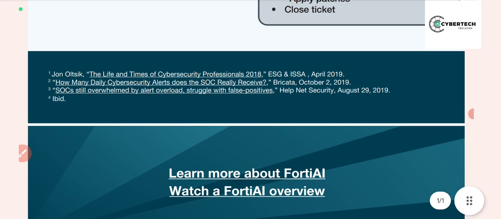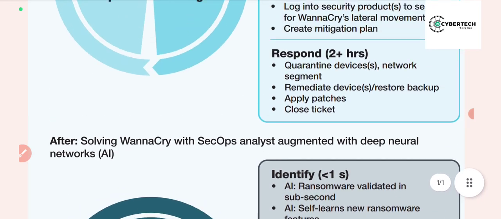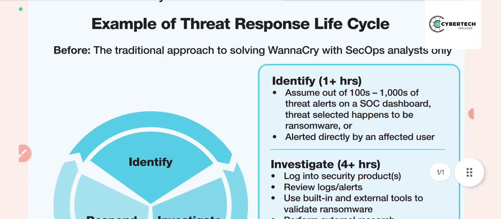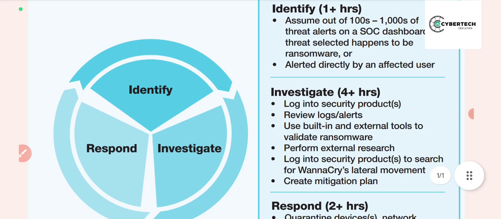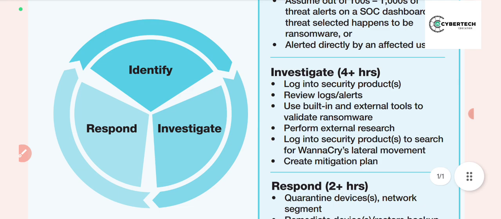This is all about today's analysis, folks, about how AI is going to replace human intervention in cybersecurity, in the form of security operations: identifying the risk, investigating the risk, and responding to the actions.